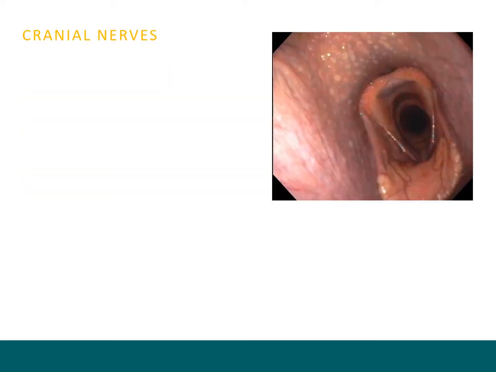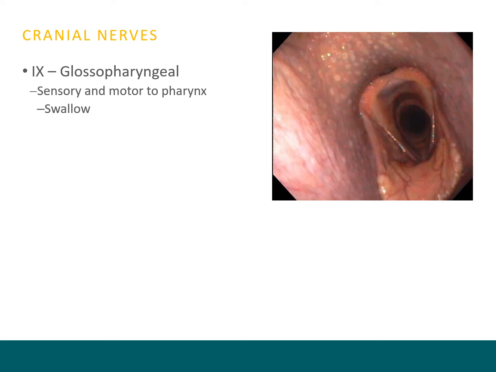So that was cranial nerve 8. Moving into cranial nerve 9, the glossopharyngeal nerve. Glossopharyngeal is going to be sensory and motor to the pharynx, so it is going to be involved with swallow. If any portion of the horse's history has included choking, dysphagia, anything like that, then I'm going to potentially think a little bit more about glossopharyngeal.